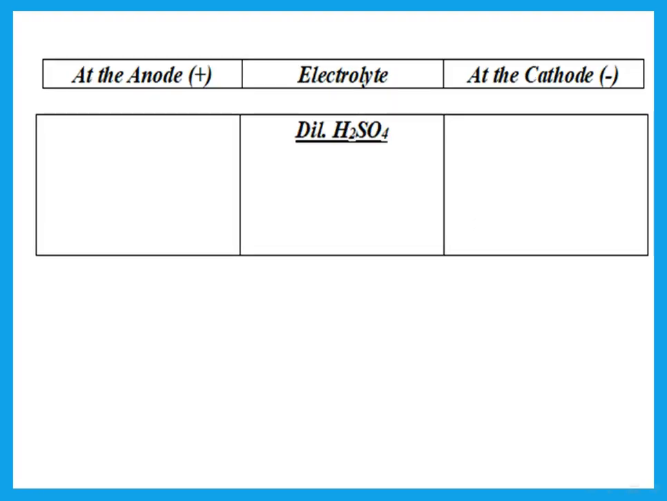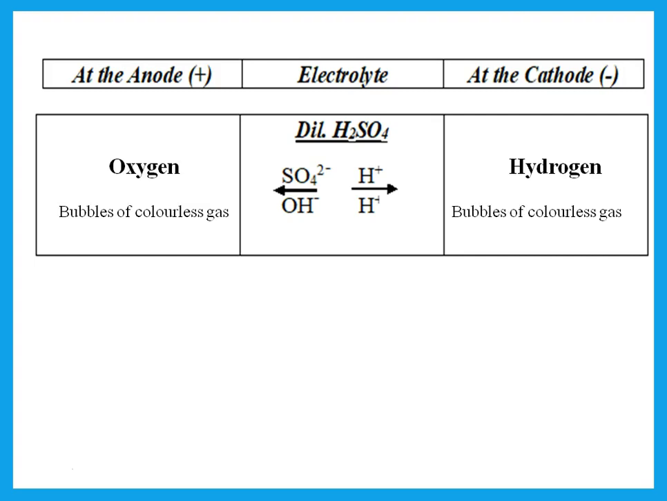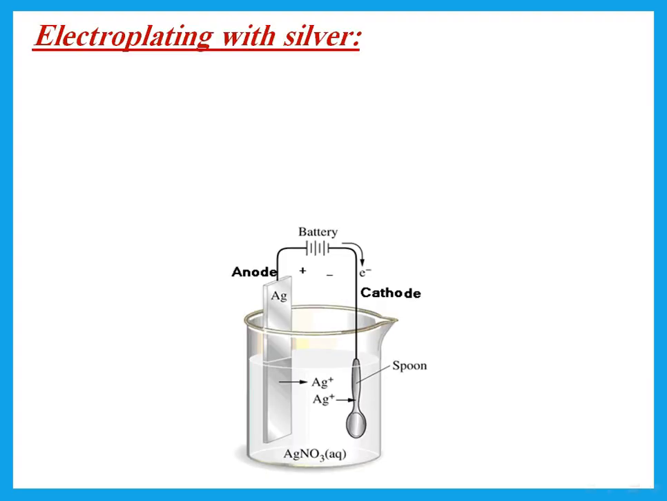If I'm doing electrolysis of dilute sulfuric acid, these are the ions I have. I have a choice between sulfate and hydroxide. Which one reacts? The hydroxide is the one that reacts to give oxygen. On the other end, I will have hydrogen gas.